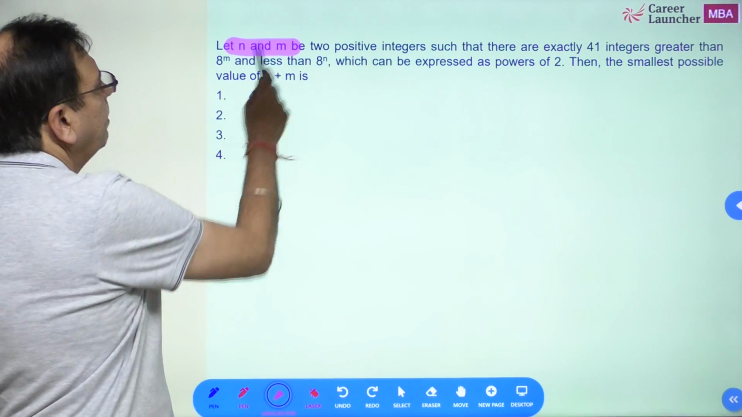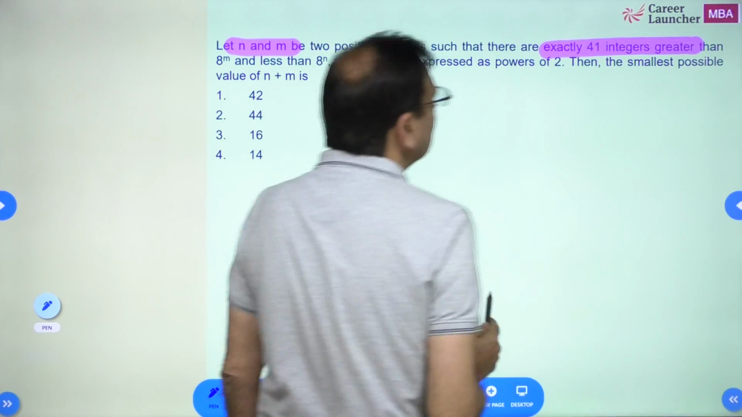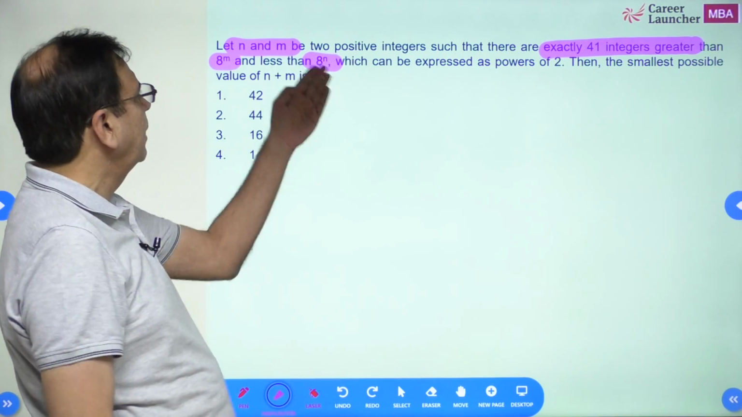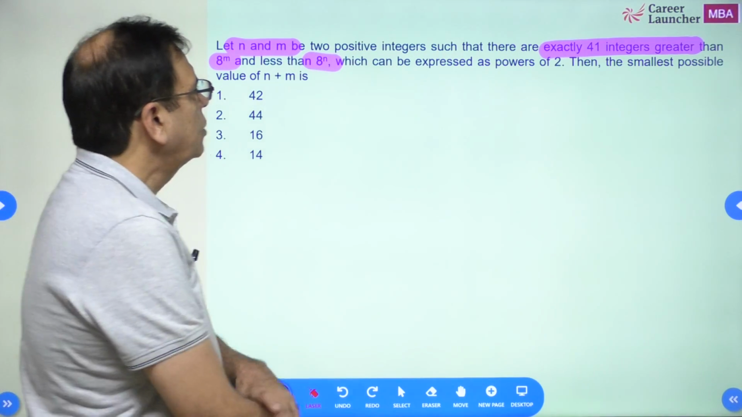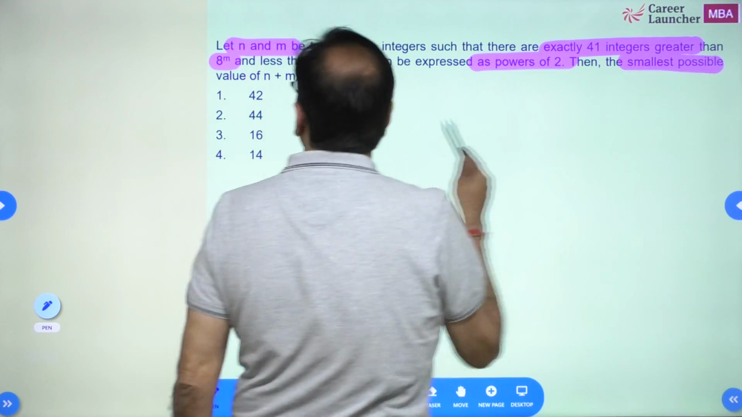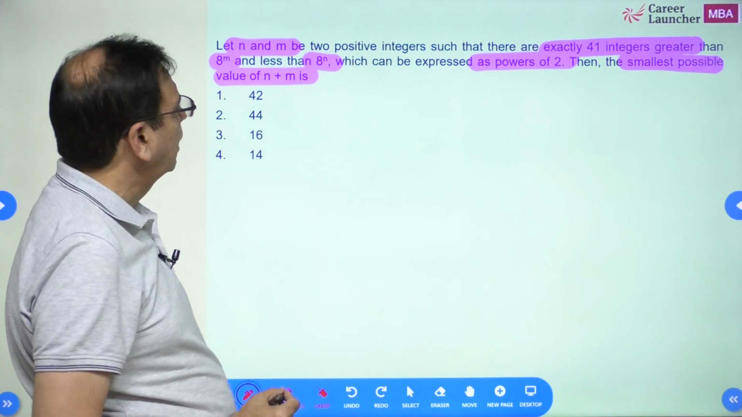Let m and n be 2 positive integers such that there are exactly 41 integers greater than 8 to power m and less than 8 to power n which can be expressed as powers of 2. Then the smallest possible value of m plus n. Okay. We need to find the smallest possible value of m plus n.